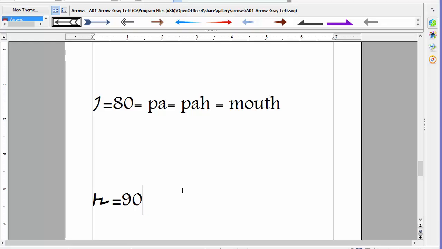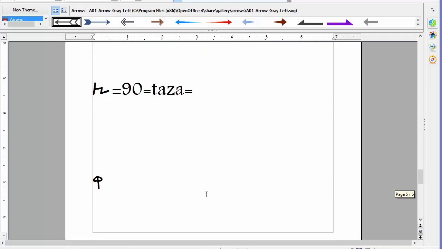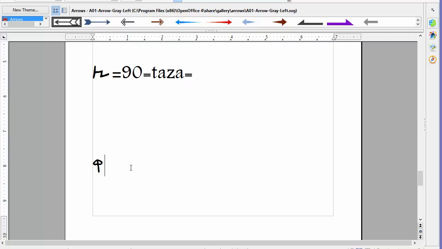Now the next one is the letter Tazah, which has numerical value 90, pronounced Tazah. And this one also does not have a meaning to it. So we're jumping on to the next one, which is the Hebrew letter or character Kwa. The Hebrew character Kwa, numerical value is 100.